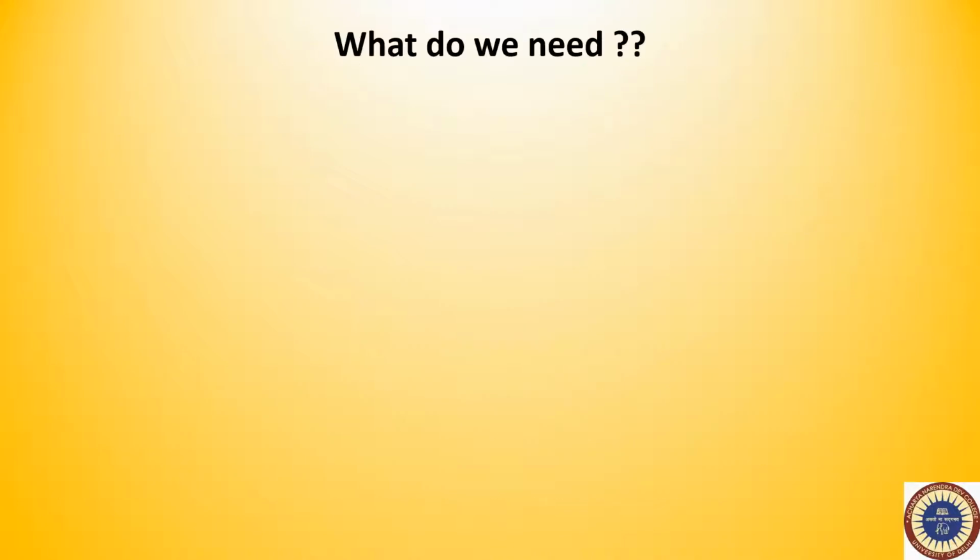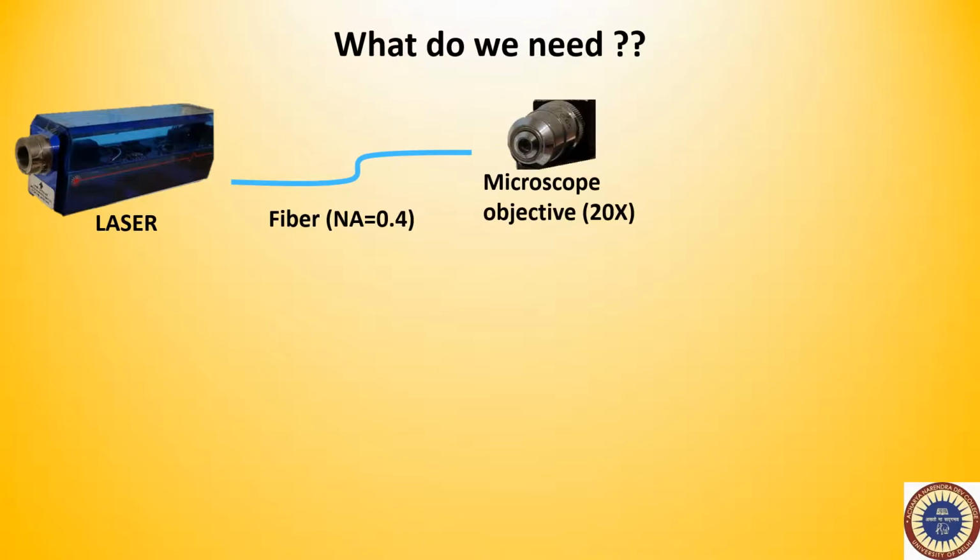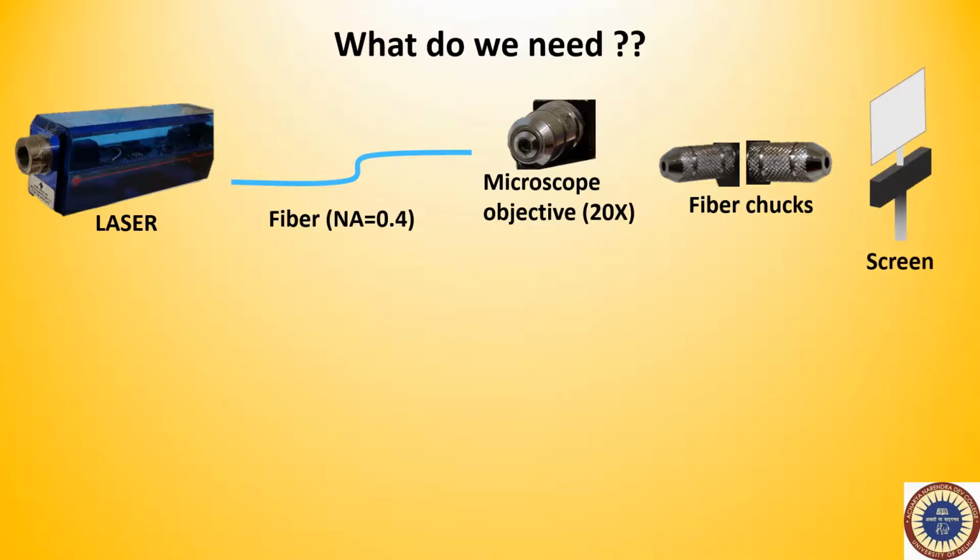So what do we need for experimentation? Primary requirements include a laser and a fiber. We have used a fiber of numerical aperture 0.4, a microscope objective with magnification 20x. Actually, objectives of other magnifications can also be used, but 20x is preferred for coupling light into the fiber with numerical aperture 0.4. Then we need two fiber chucks to hold the two ends of the fiber and a screen to project the laser light.